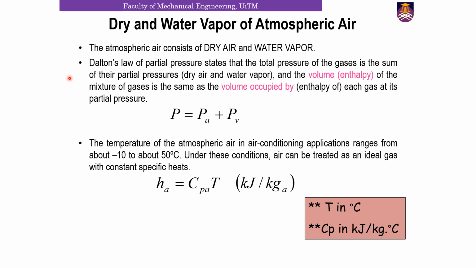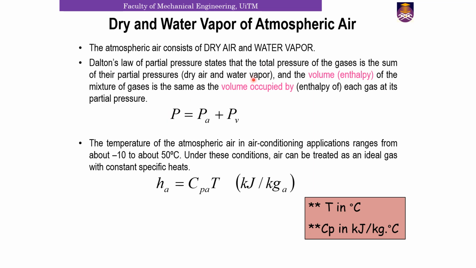So the partial pressures in atmospheric air constitute the pressure of dry air and the pressure of water vapor, right? So that is based on Dalton's law. So the total pressure constitutes the pressure of dry air plus the pressure of water vapor. So that is the total pressure. For example, if you have atmospheric pressure of 1 atm, that 1 atm constitutes the pressure of air plus the pressure of water vapor.